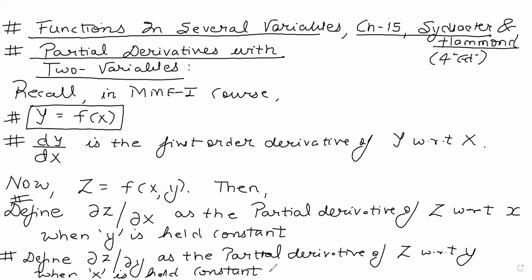So when we talk about del z by del x, it means we are partially differentiating z with respect to x when y is kept constant. And when we talk about del z by del y, we are partially differentiating z with respect to y, keeping x constant. Okay, so now we can use the following notations. So when z is now a function of x and y, I can use the following notations which will be used again and again. Different books will be using different notations.